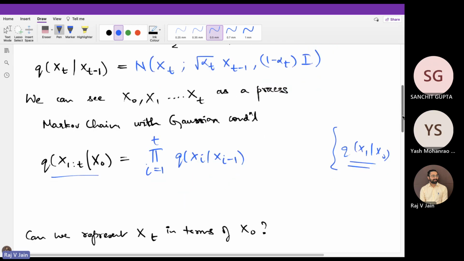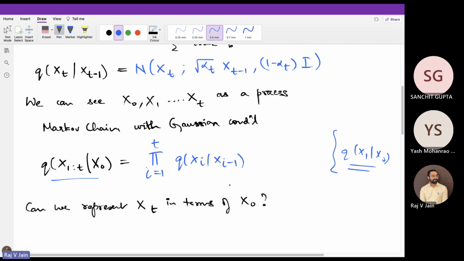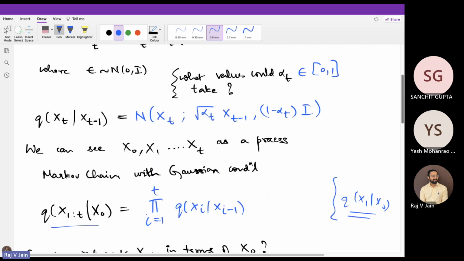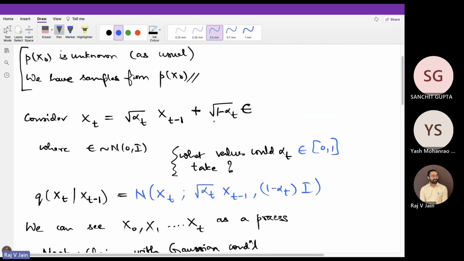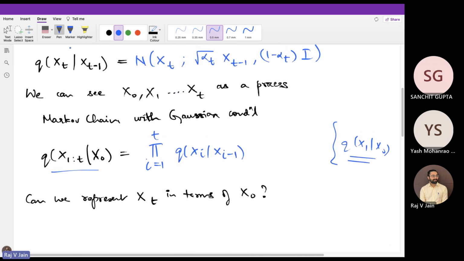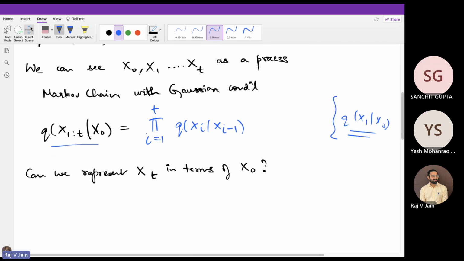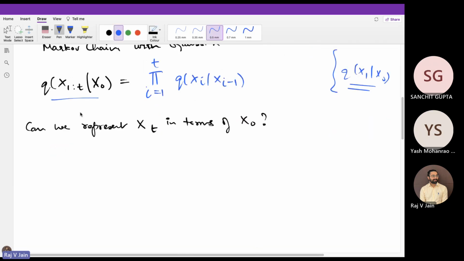Okay. So now, can we represent xt in terms of x0 directly? Yes, because all of these terms are known to us. So basically I can use this to do a simple recursion and go from xt back to x0. Let's do that and see how the form comes out. Let's say xt was root alpha t xt minus 1 plus root 1 minus alpha t epsilon.